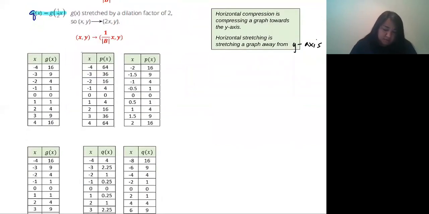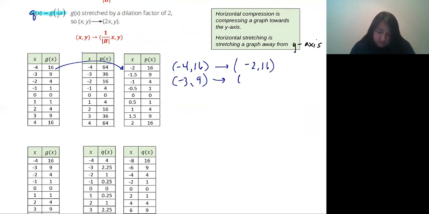When I look at the x values keeping the same, something funky is happening with my y values. But if I zoom in, I'm going to look at this more as a mapping from one point to the next. So (-4, 16) has now become (-2, 16). And (-3, 9) has now become (-1 1/2, 9). And (-2, 4) has now become (-1, 4). So remember, this was g of 2x. So that means in this case, my b value was 2.